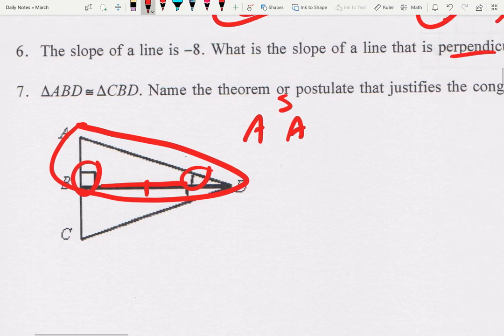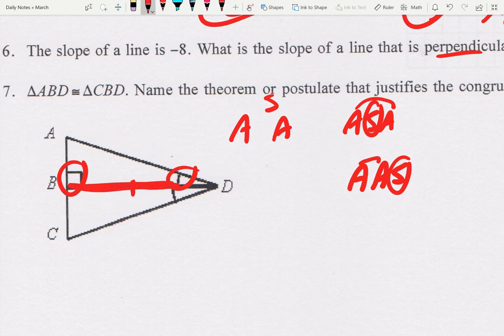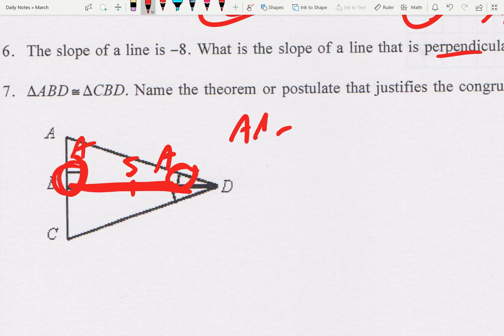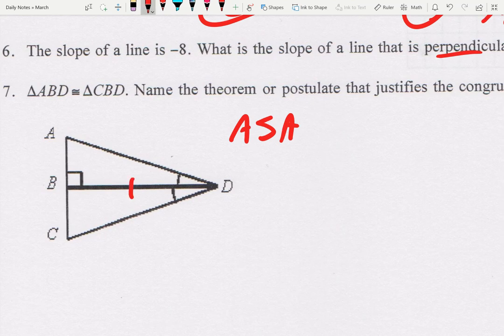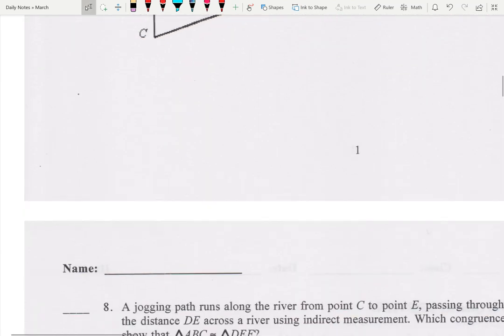Now, the only two possibilities would be angle, side, angle, or angle, angle, side. The difference between them is whether the side is between the angles, connecting them, or not between the angles and not connecting them. If you look at this, we have the side connecting these two angles. So we have angle, side, angle. Oops, ASA. But it's very important that you remember to make that little tick mark to indicate a shared border like that counts as a congruent side.